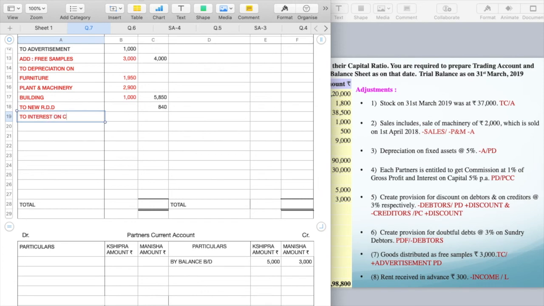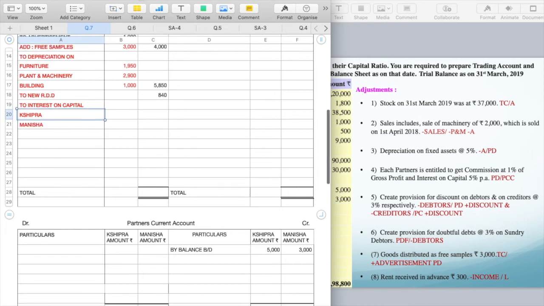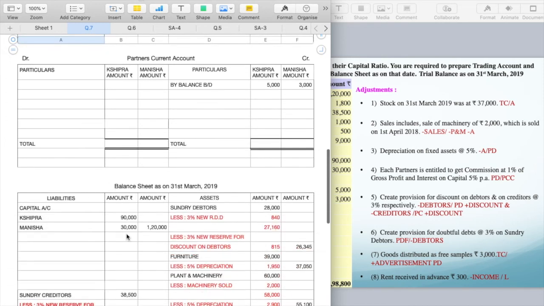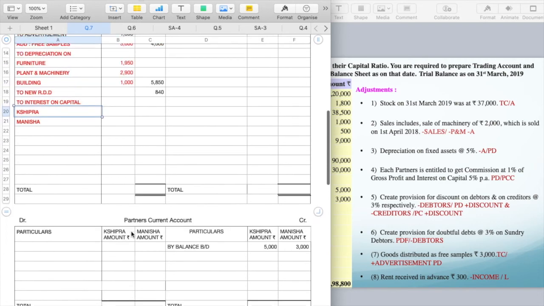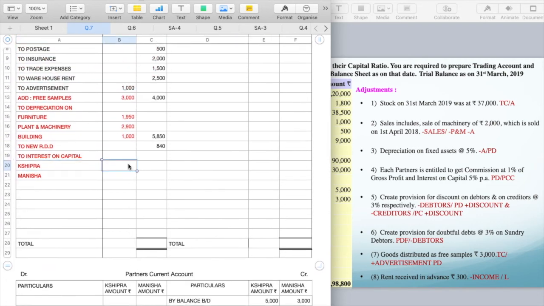Interest on capital, Shipra and Manisha. So the capital amount is 90,000 and 30,000. On 90,000, 5% will be 4,500, and on 30,000, 5% will be 1,500. So here we have to mention that. In the outer column, total will be 6,000.